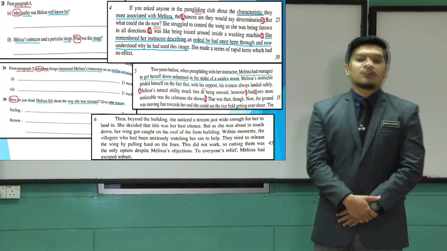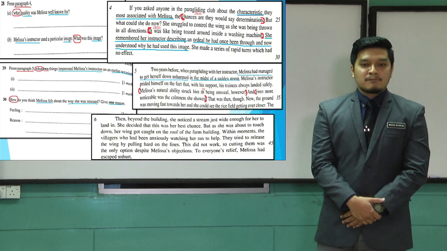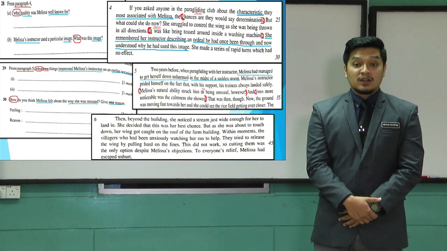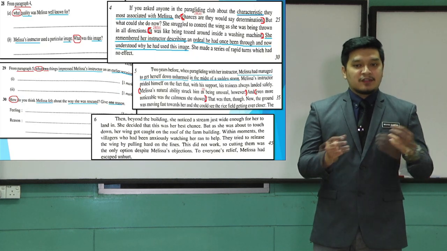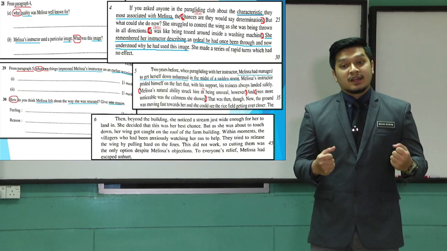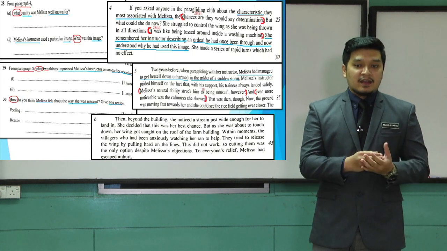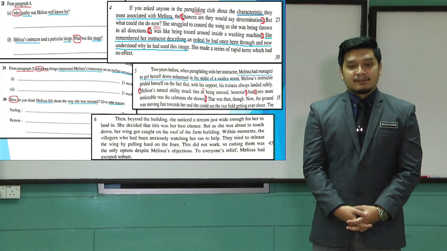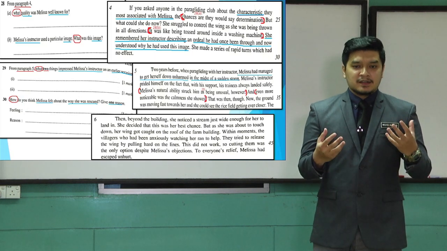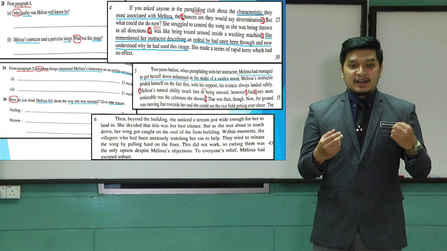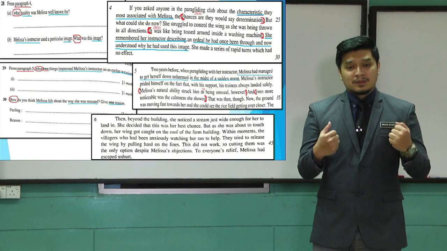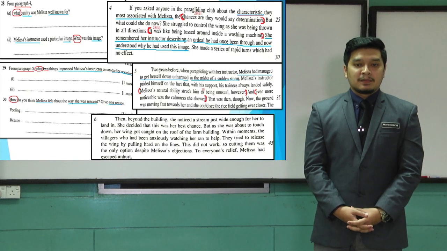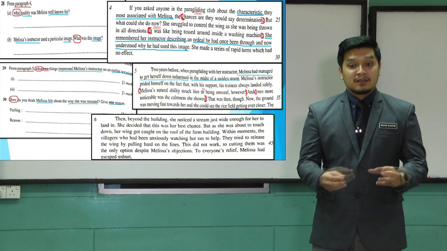This did not work. So cutting them was the only option despite Melissa's objections. So we know the villagers could not save Melissa by pulling hard on the lines, and the only option they have was to cut the lines. But Melissa objected. Melissa must be very sad because she might love her paraglider so much that cutting them would make her feel very sad. To everyone's relief, Melissa had escaped unhurt. However, she managed to escape unhurt.